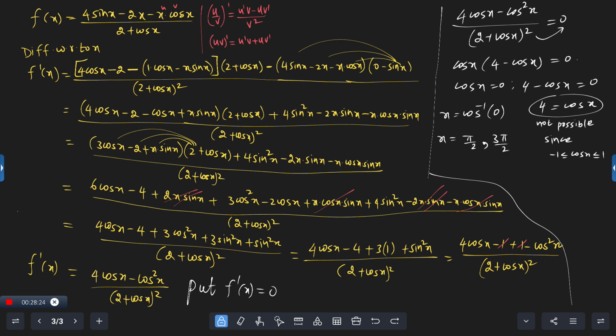See, the interval is not mentioned, so you have to take one round, that means 0 to 2 pi. So where do you get 0? 90 and 270, that's it. Now you have to split the interval. The interval is 0 to 2 pi, with pi by 2 and 3 pi by 2. So in this, how many intervals did we get? 1, 2, 3. In the 3 intervals, you have to find which is increasing and which is decreasing.